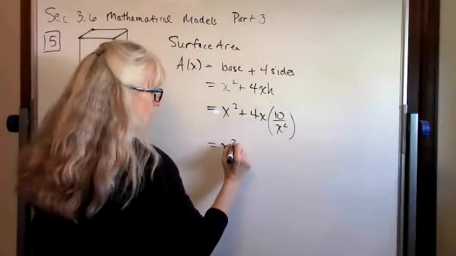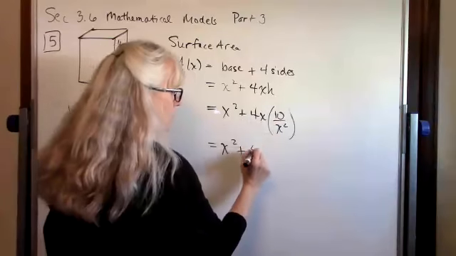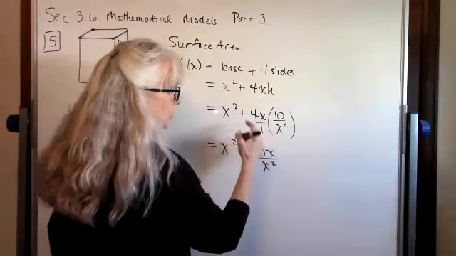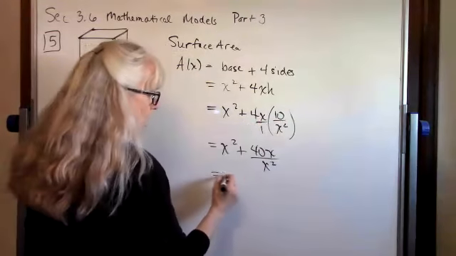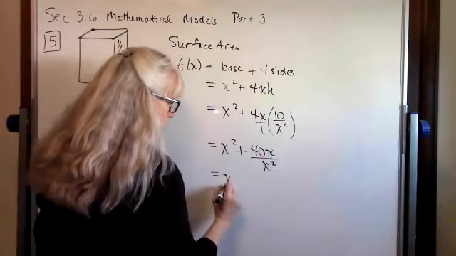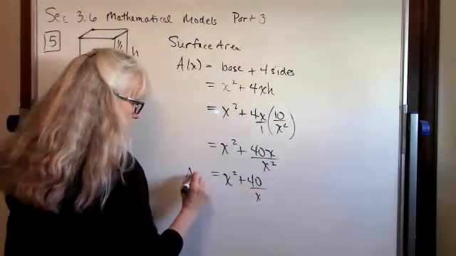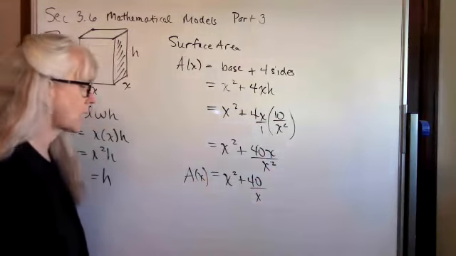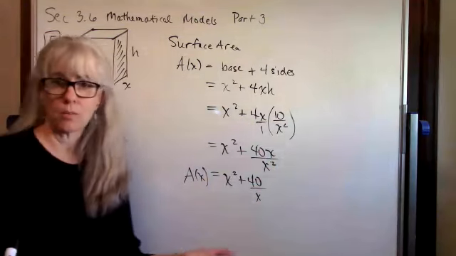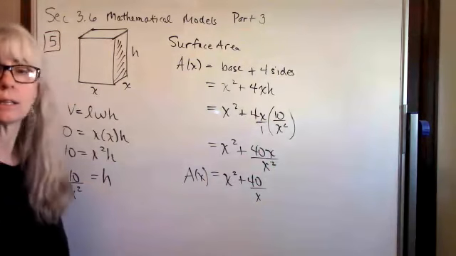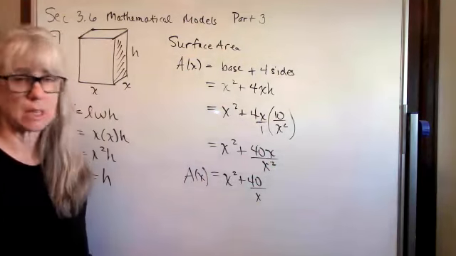That's x squared. From over here, we get 40x over x squared. Remember, when you multiply, you just multiply numerators, then you multiply denominators. Go ahead and cancel the x out. So we'll end up with x squared plus 40 over x. And there's our area function in terms of x. So you now tell me how big of a base it is, and I can tell you how much area or material we're going to need to build that box. Ideally, you want to minimize that when you're taking your calculus class.